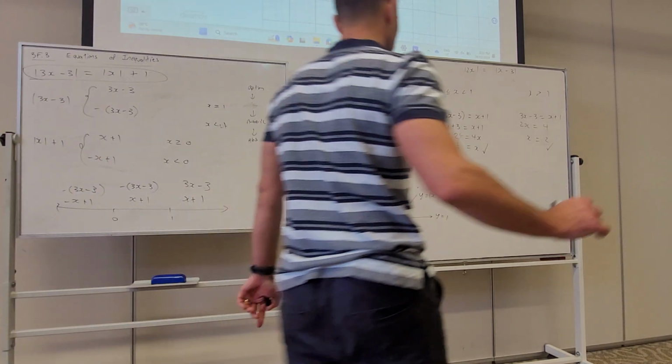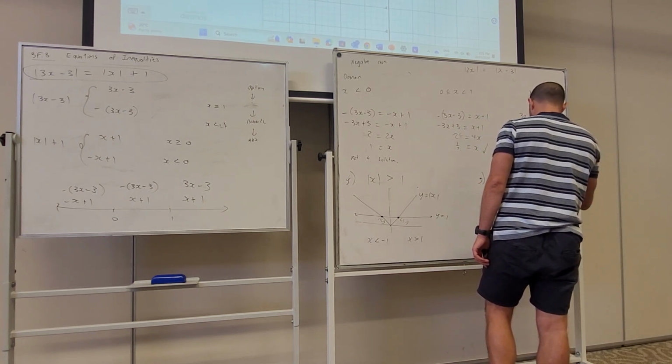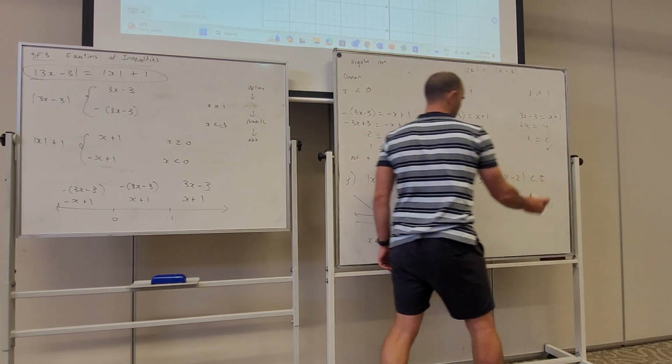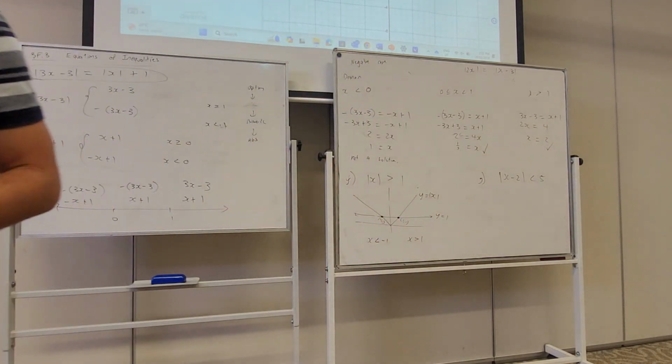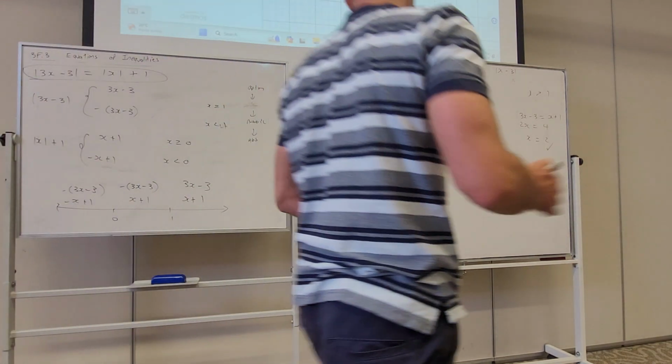Okay, let's do g, which is the modulus of x take 2 being less than 5. Now, by the way, you can still perform an algebraic process for this as well. It's just that when you multiply or divide by a negative, you switch the direction of the inequality. So we have the modulus of x take 2 and y equals 5. I've graphed the left-hand side, I've graphed the right-hand side. This is what it looks like. Okay, let's get those points of intersection. I've got x is minus 3 and x is 7.